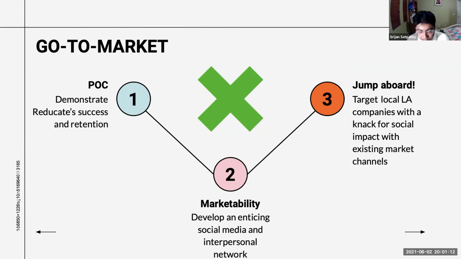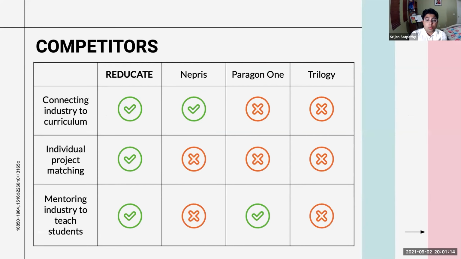Next slide, please. And from there, we go to the competition, because who doesn't love a good competition? On the left, we have Reducate, that's us. We have the 3 categories that we're assessing here.